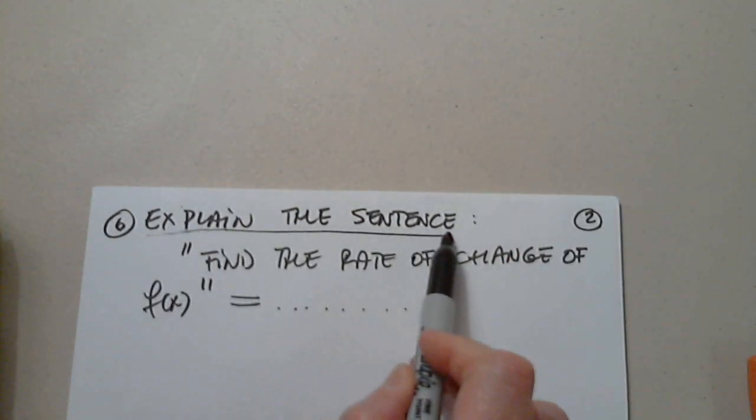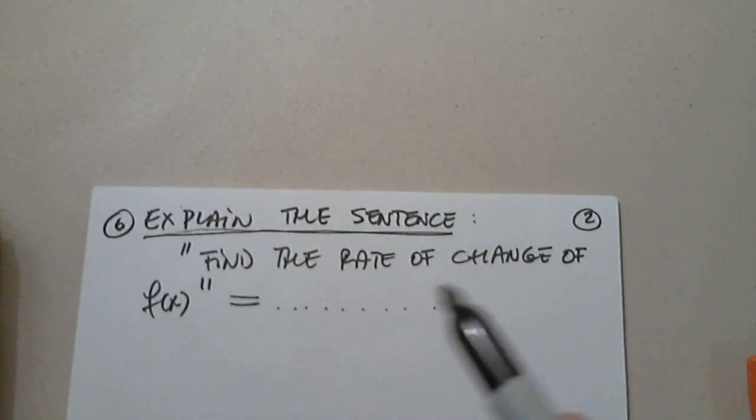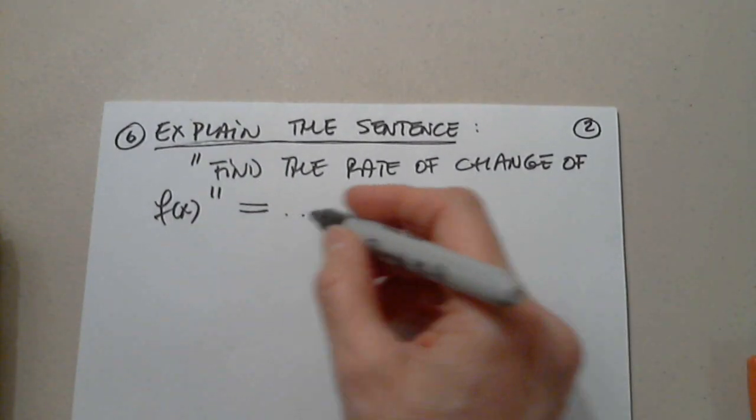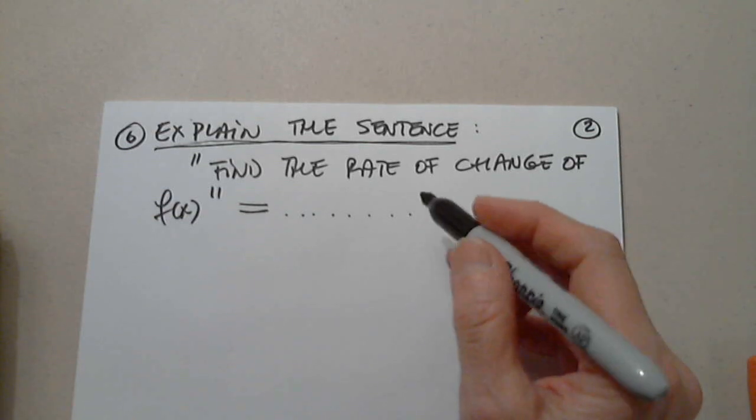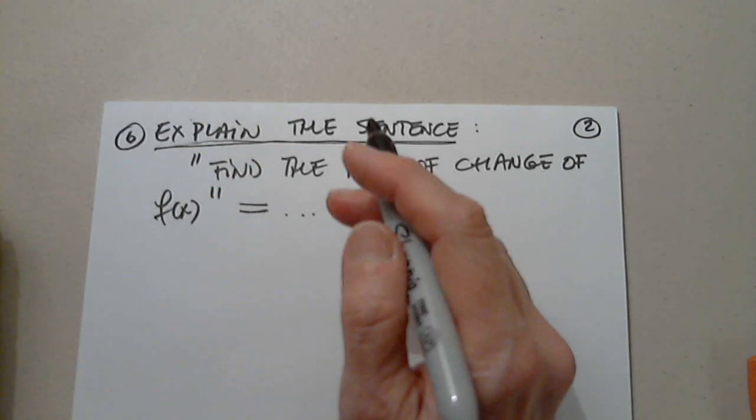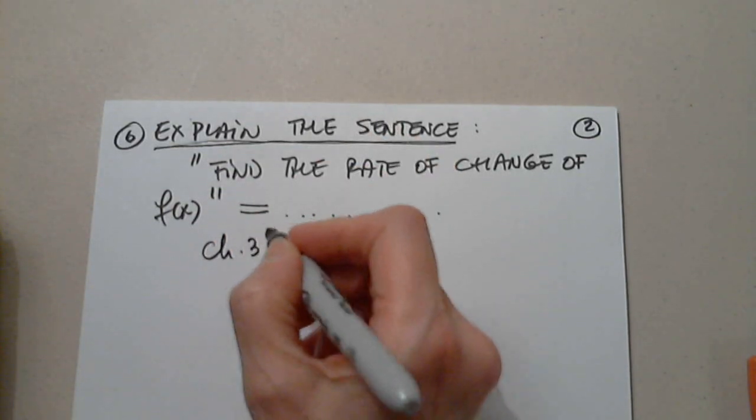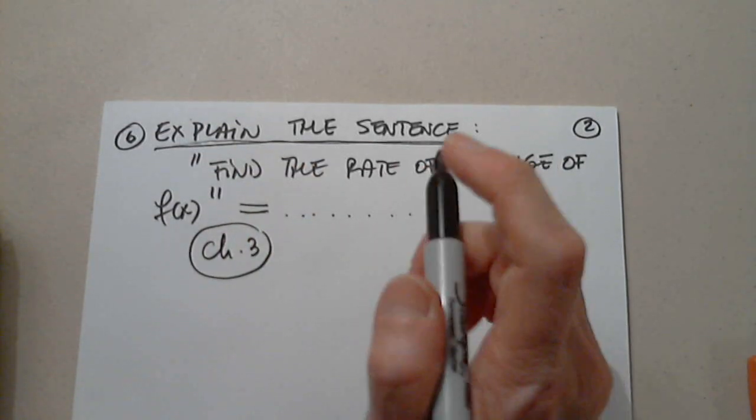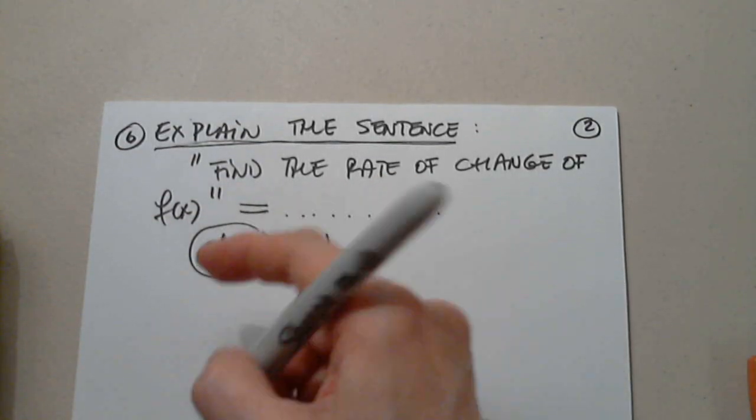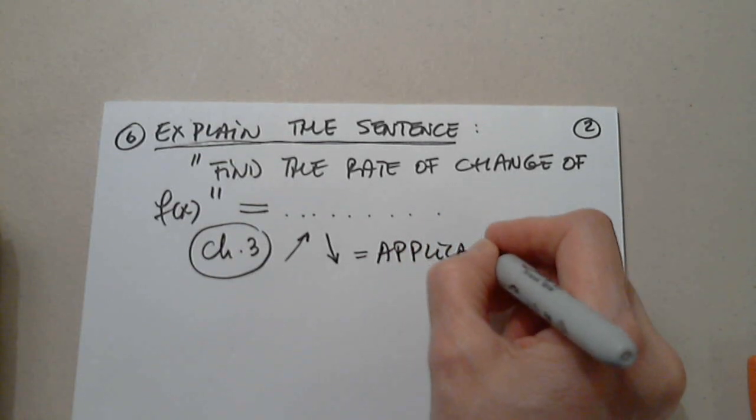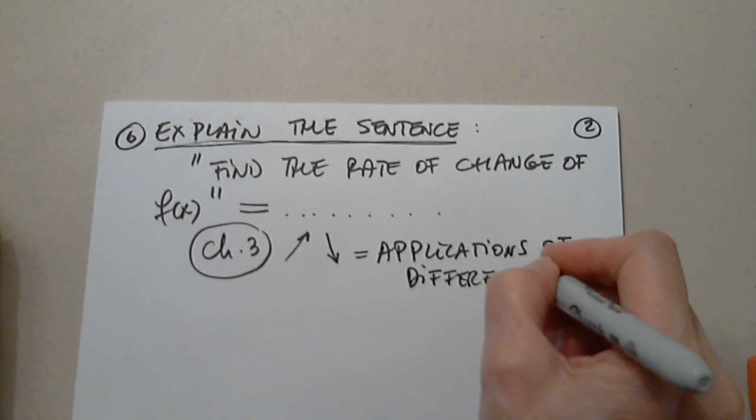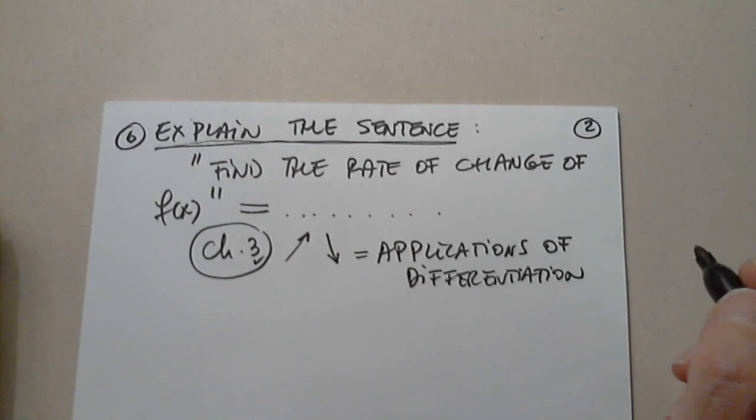Explain the sentence: find the rate of change of f of x. What does that mean? What do you think we're asked to find? The amount it has moved, or the amount it has increased or decreased. We're not there yet. That will be in chapter 3. I promise you, those are applications of differentiation. So if a function is increasing or decreasing, it has to do with the derivative, and these are applications of differentiation. I promise you we're going to get to that.